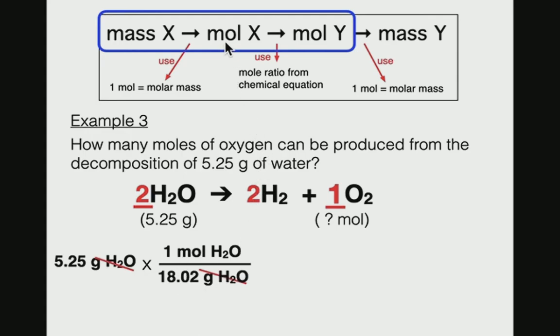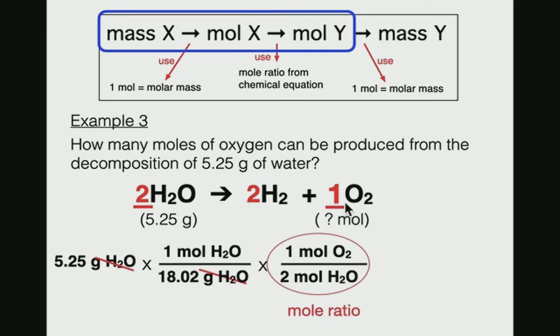Okay, now we want to convert from moles of water to moles of oxygen. So for that, we need to use our mole ratio from the balanced chemical equation. The mole ratio is simply the coefficients from our balanced chemical equation. 2 moles of water produce 1 mole of oxygen. We put water in the denominator so that we have the units canceling out, and then that's it.